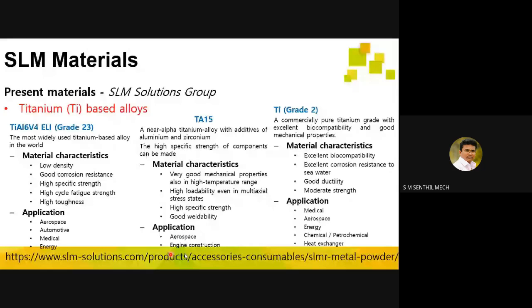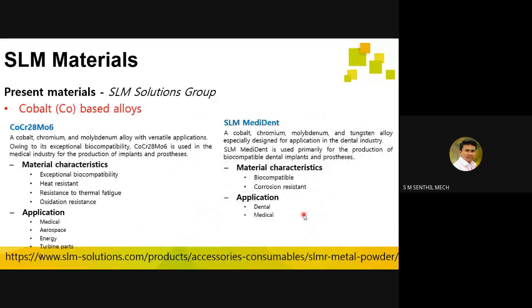Then titanium grade 2. This is a commercially available pure titanium grade with excellent biocompatibility and mechanical properties. Since it has excellent biocompatibility, it is mainly used for medical applications. Right. Next is cobalt based alloy. So this is again cobalt, chromium, and molybdenum. This combination has exceptional biocompatibility, so it is used for medical applications, for implants and prosthetic works.